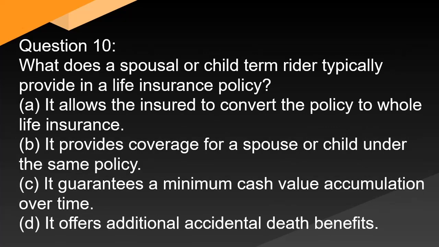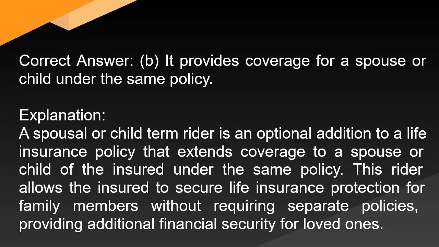Question 10. What does a spousal or child term rider typically provide in a life insurance policy? Correct answer. B. It provides coverage for a spouse or child under the same policy.